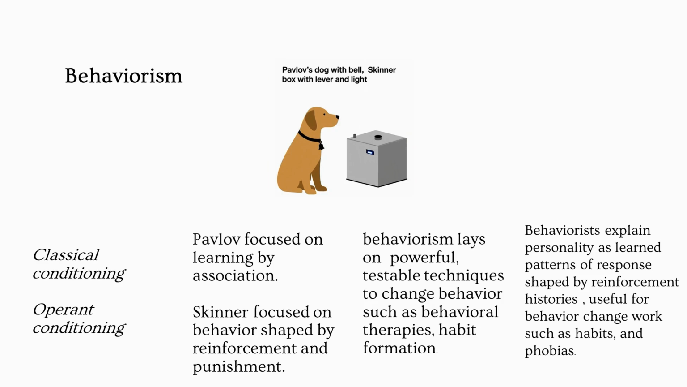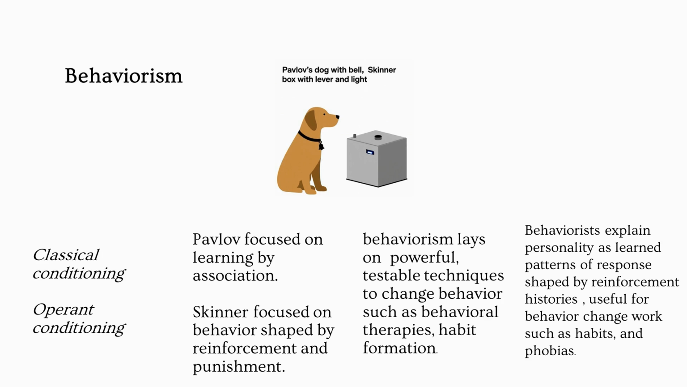The third, behaviorism, was popularized by Watson and Skinner. Behaviorism dominated early 20th century psychology, arguing that we should study only observable behavior. Emphasis was on observable behavior, not inner mental life. And learning through conditioning: classical conditioning by Pavlov focused on learning by association. Operant conditioning by Skinner focused on behavior shaped by reinforcement and punishment.